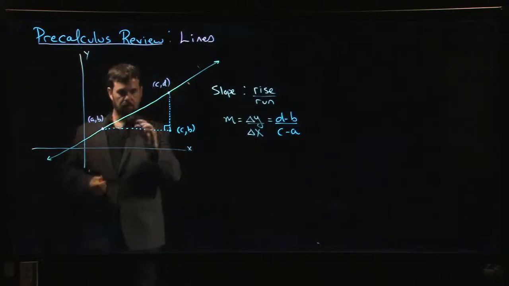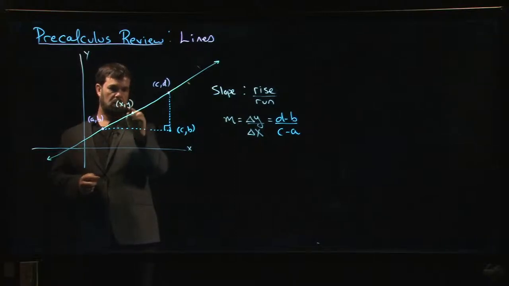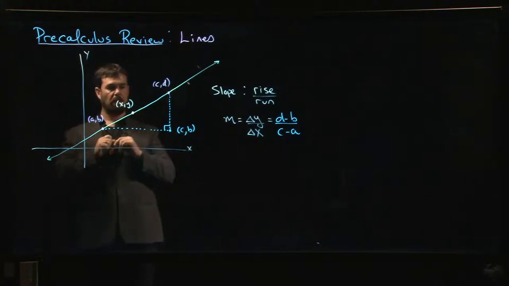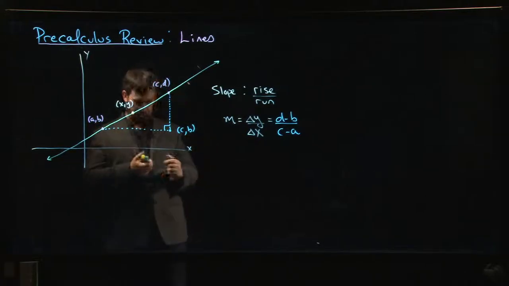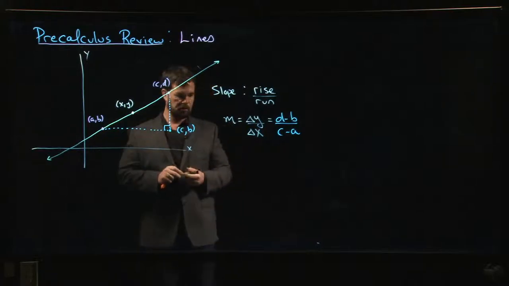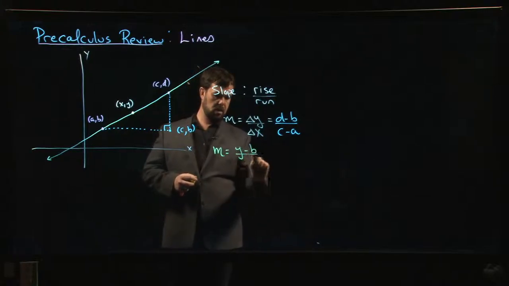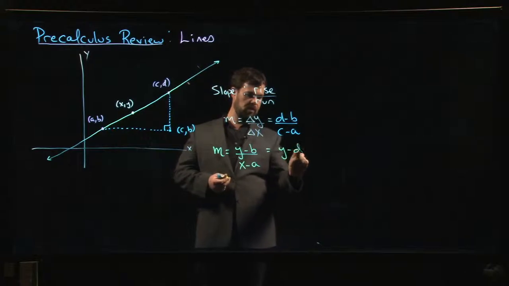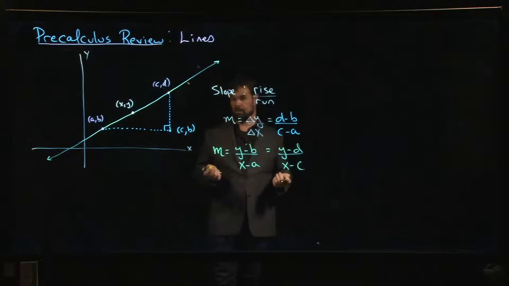So if I were to pick some other point, let's say here, and call it (x, y), if I calculate delta y over delta x using these two points, or using these two points, I'll get the same number that I got when I did those two points, right? So that means that my slope could also be written as (y minus b) over (x minus a), and it could also be written as (y minus d) over (x minus c), right? Those should give me the same points.